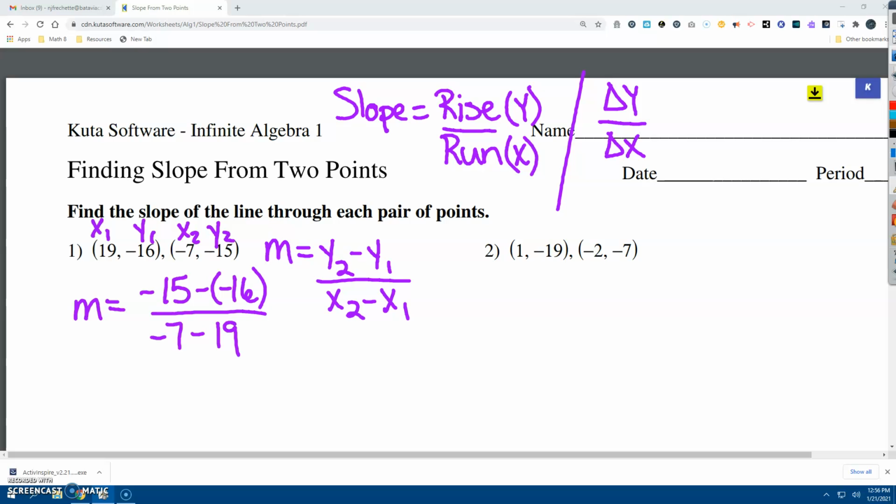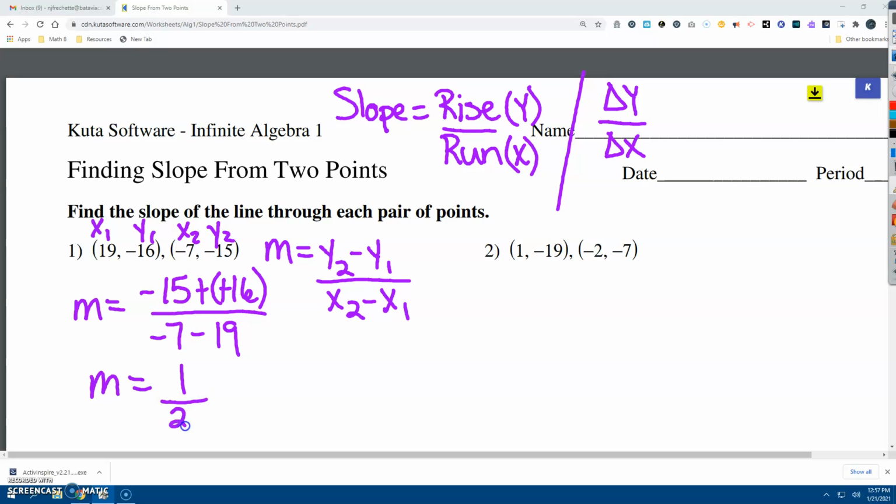I'm putting in negative 15 minus a negative 16. And what you notice is you get a positive number because you are changing these. You're doing a keep, a change, and a change right here, right? Because a negative and a negative is going to make a positive. So what we have here is 1. So m is going to equal 1. And then we have negative 7 minus 19, and that's going to be negative 26.